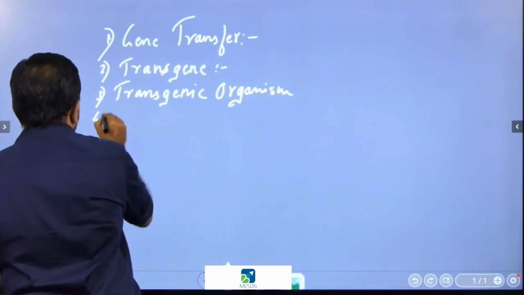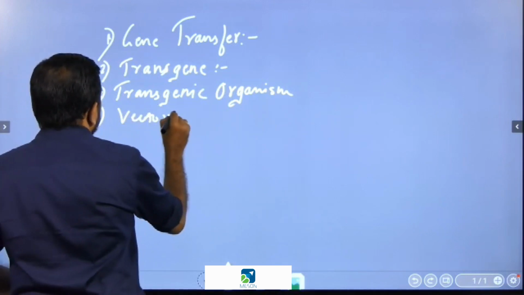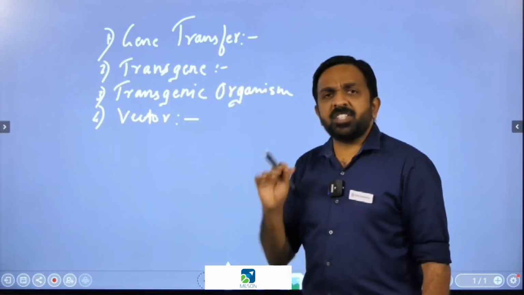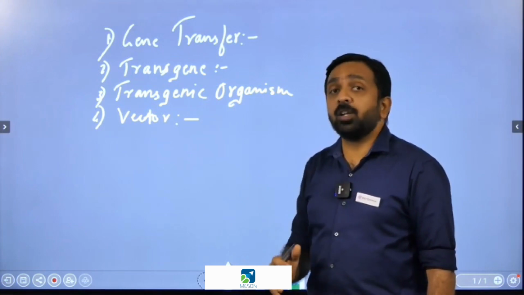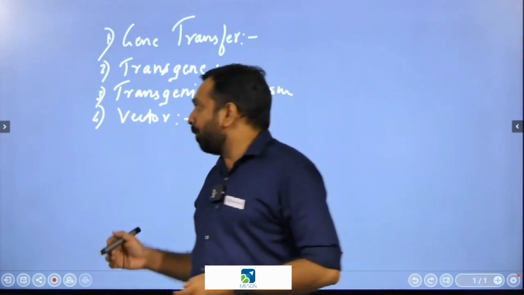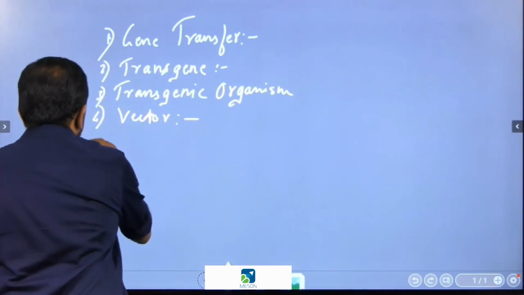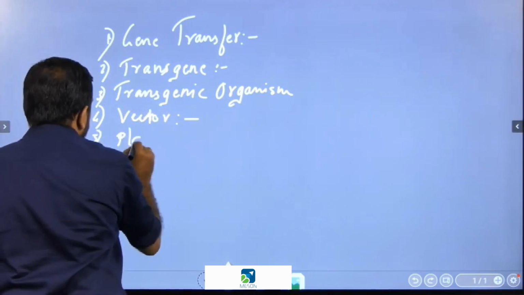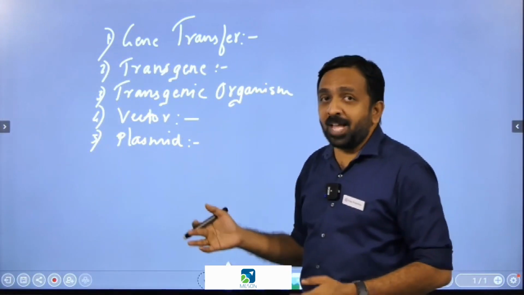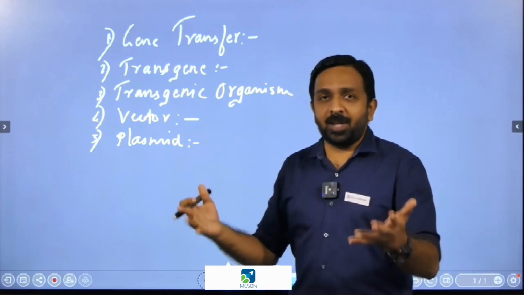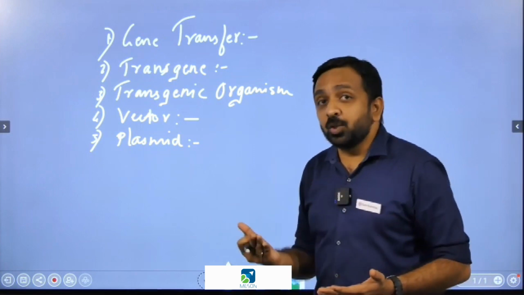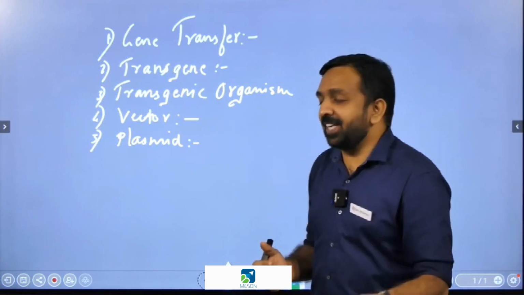Fourth one, vector. What is a vector? A vector is nothing but a carrier of foreign genes. Next, we are going to see the commonly used vectors. I'm giving it as 5, okay? Commonly used vector: plasmid. You might have studied the definition of plasmid in your 11th standard, okay? What is a plasmid? Circular extrachromosomal self-replicating DNA. It is circular, double-stranded, self-replicating DNA.